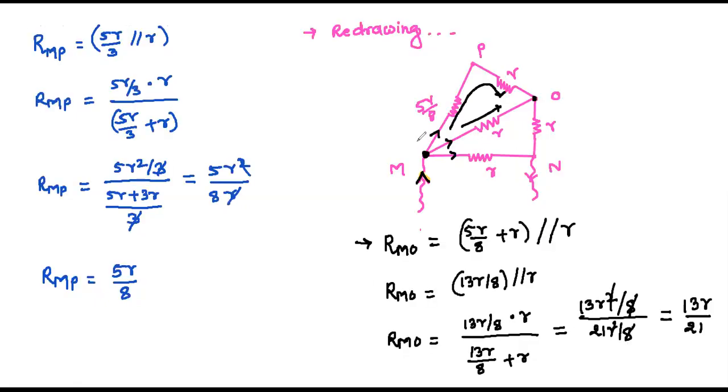Again, redrawing. Now see here, this part we have already finished. This part we have found out. Now what is left is this. Only 3 points you will get. So here it is 1, this is 2, and here it is 3. That's it.